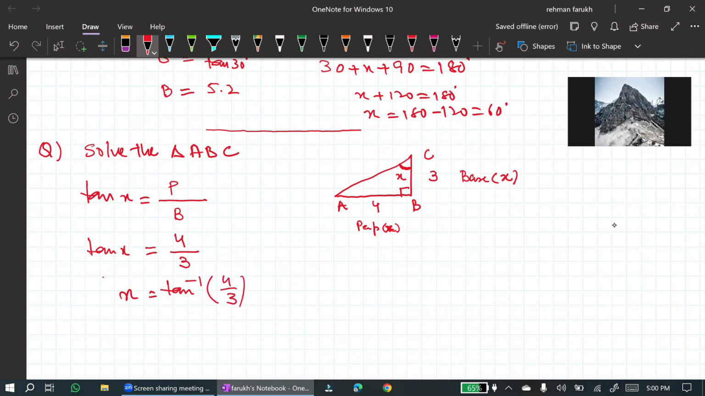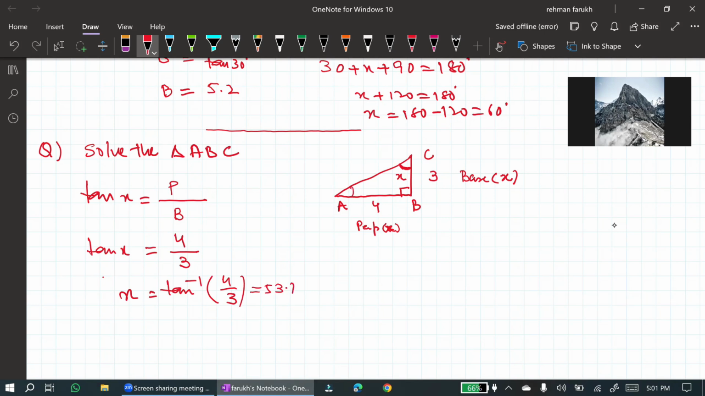Now in the calculator, you can see that alongside tan, there is also written tan inverse. We can use the key tan inverse with the shift sign. First of all, we will press shift tan and we will write down 4 divided by 3. And the answer is 53.1. So we have one angle, 53.1.